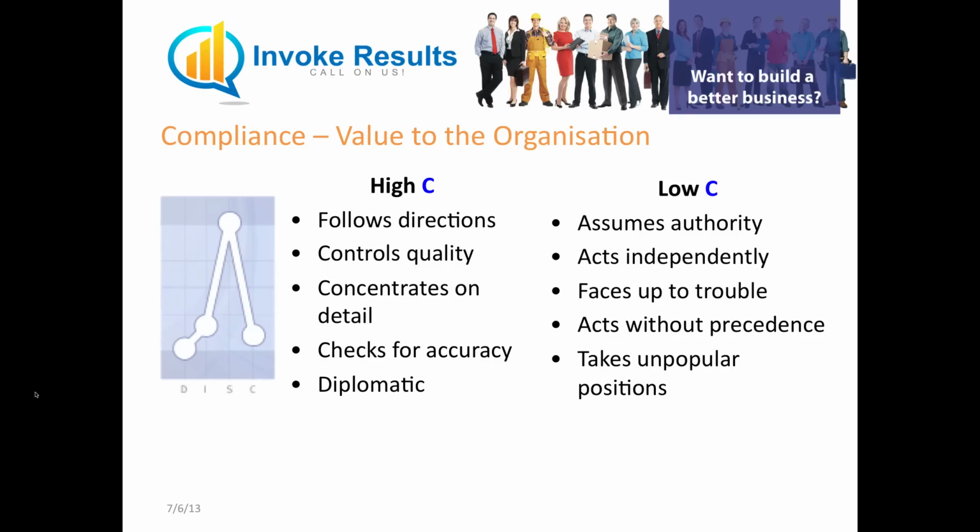So, in what sort of areas would you use these people? Well, a high C. If you want someone that's going to follow directions, is good at controlling quality, concentrates on detail, checks for accuracy, is diplomatic, well then your high C is probably where you're going to be looking. Whereas if you want someone that's going to take authority, act independently, isn't afraid of conflict, and will face up to it, acts without a precedent and takes unpopular positions if they need to, then you may well want to look at your low Cs.